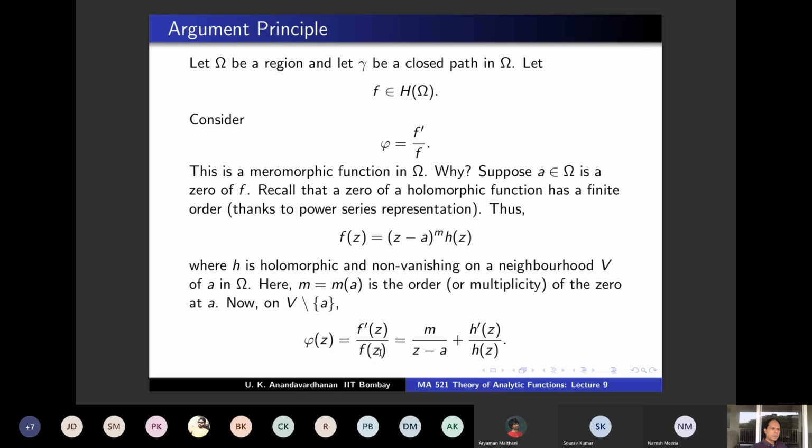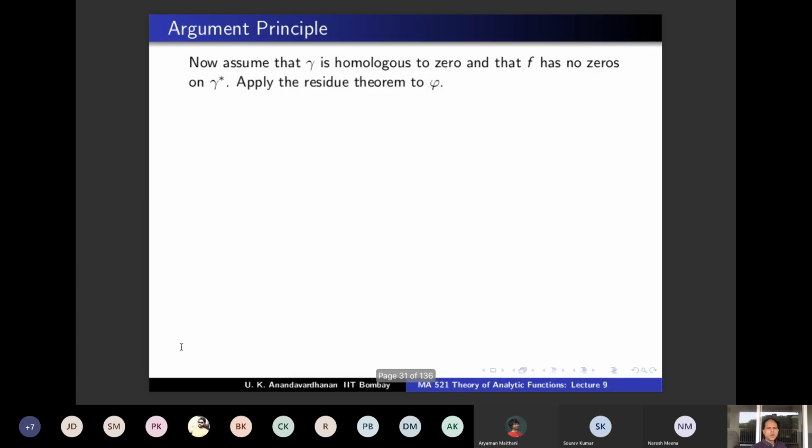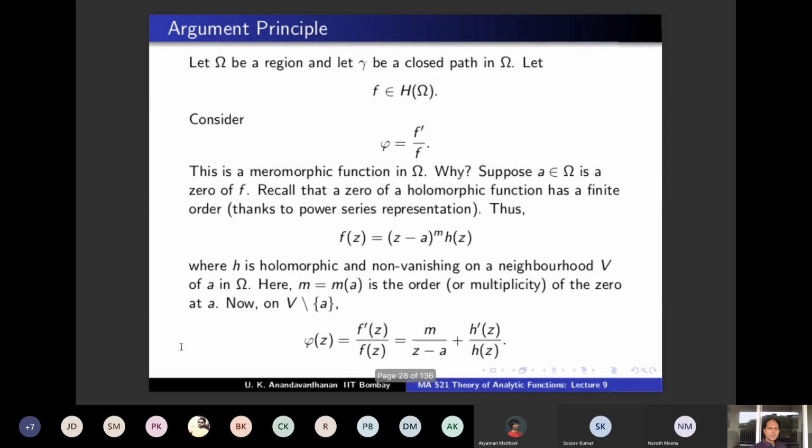So that gamma is in omega minus the poles of phi, and assume it is homologous to 0. Under these two assumptions, you are in a situation where you can apply the residue theorem to phi. So apply the residue theorem to phi. What will you get?